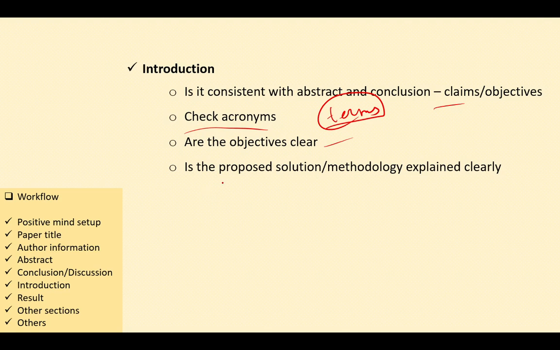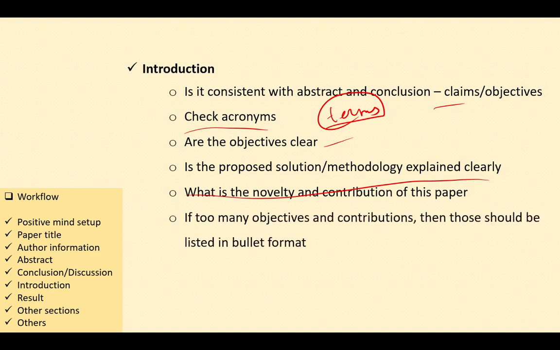Is the proposed methodology or solution explained clearly? So now they're proposing some solution, right, or some methodology. What they are doing and how it is working has to be clear. Now figure out what is the novelty and contribution of the paper. That is important. If there is no novelty and no contribution, then the paper might be well written, but still it's not worthy to publish, right?